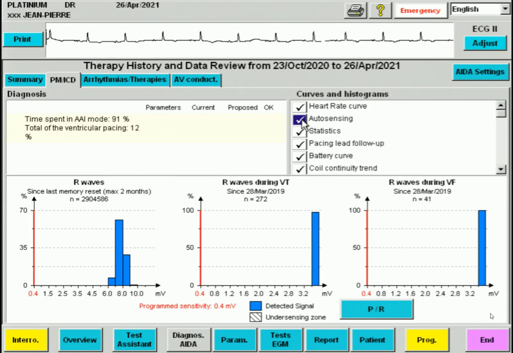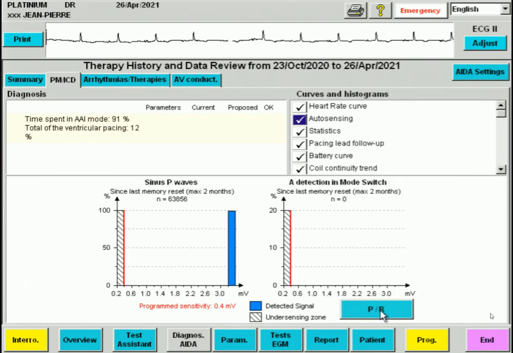The next button shows the collected sensing data. The R-wave amplitude histogram collected during 2 months, the R-waves detected in the VT zone, and the R-waves detected in the VF zone. We observe that all ventricular events are sensed at high amplitude away from the programmed sensitivity. At 8 millivolts, superior of 3.2 millivolts and 3.2 millivolts here.